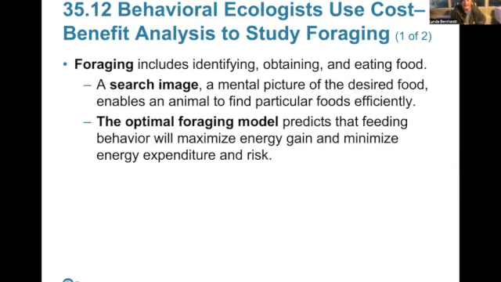Survival and reproductive success. Yes, I am trying to finish this because I feel like I've been going on forever and I still have so much more to go. Foraging includes identifying, obtaining, and eating food. So basically what happens, you have a mental picture in your head of what you want, and then you go get it. But the important thing here is you are not going to expend more energy to obtain food that doesn't have enough energy to replenish.